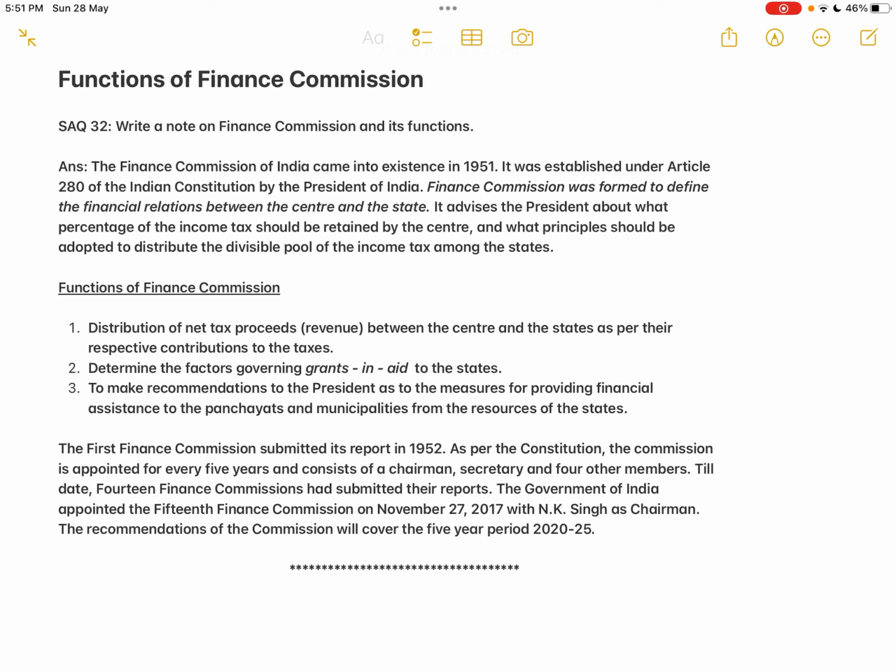In this class, we will check out the next 5 mark question, functions of Finance Commission. SAQ 32, write a note on Finance Commission and its functions. In the previous class, I explained to you about federal finance and the financial relation between the central and the state government very briefly.